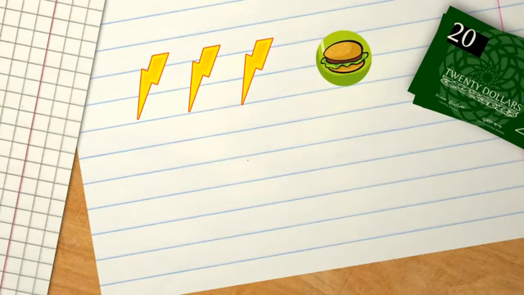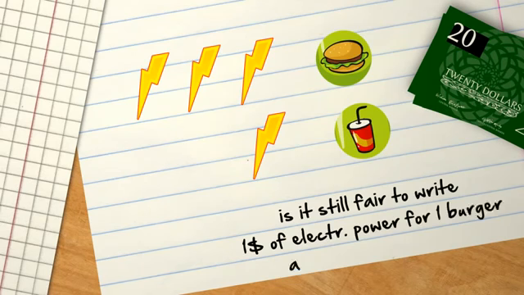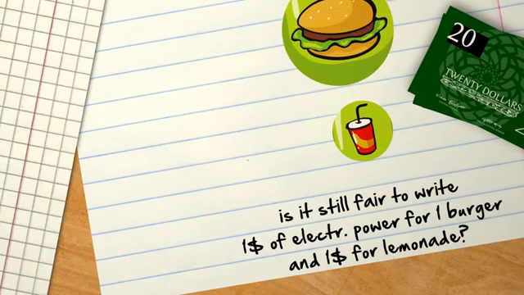But what if you use 3 kilowatt hours of electric power to make one burger, but only 1 kilowatt hour of electric power to make a glass of lemonade? Is it still fair to write down $1 of electric power for one burger and $1 of electric power for one lemonade? We should write down a bigger electric power cost for the burger, right?